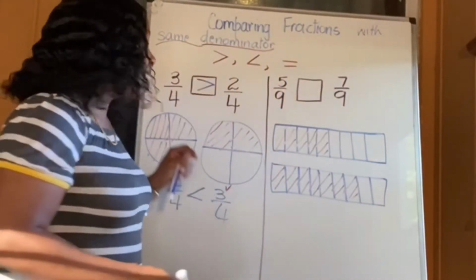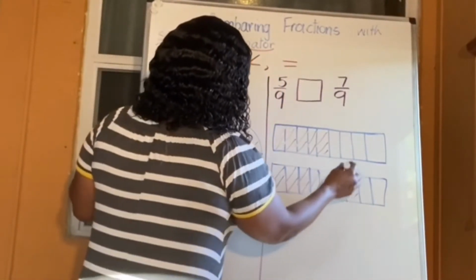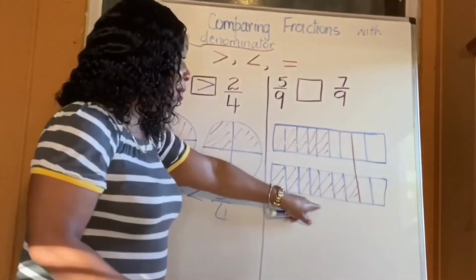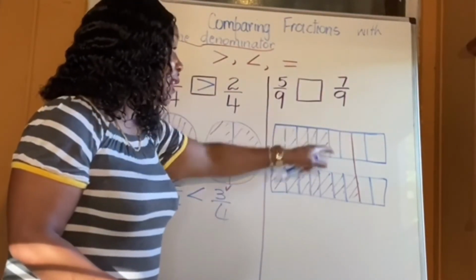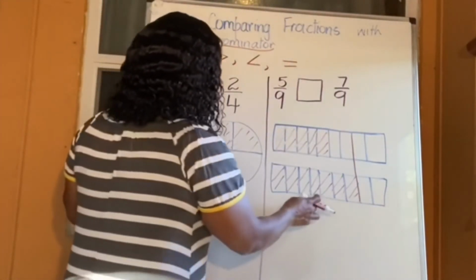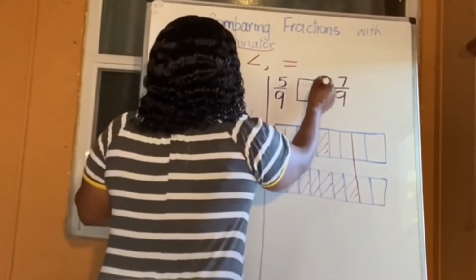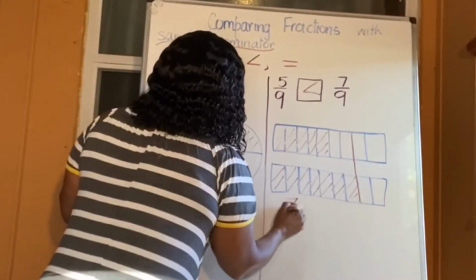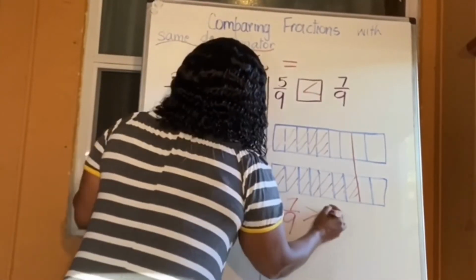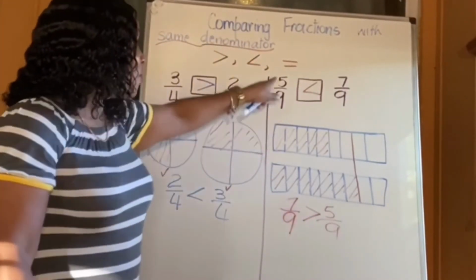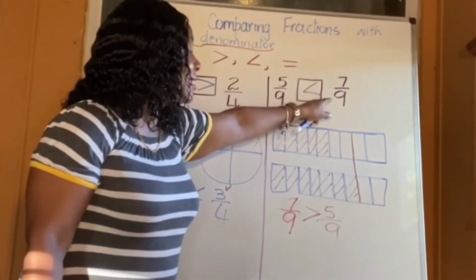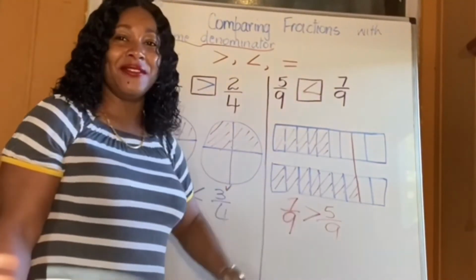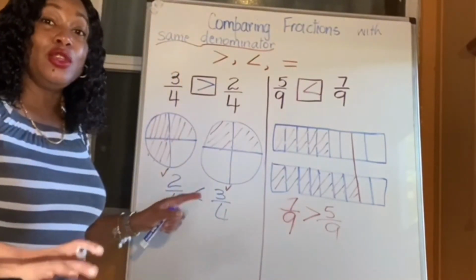Just by looking at the diagram, we can see that this one is way bigger because it matches this line right here. So the bottom one has more parts shaded. It's bigger than the top one. So it simply means that 7/9 is greater than 5/9. So 5/9 is less than 7/9, or 7/9 is greater than 5/9. So that is it using diagrams.